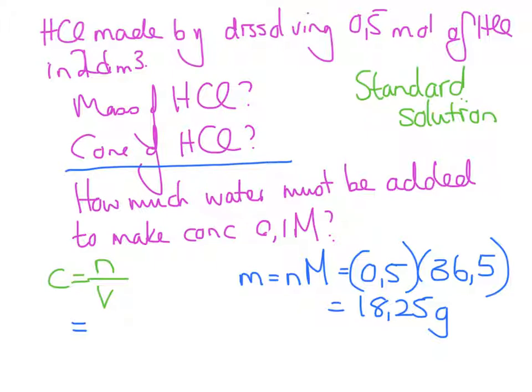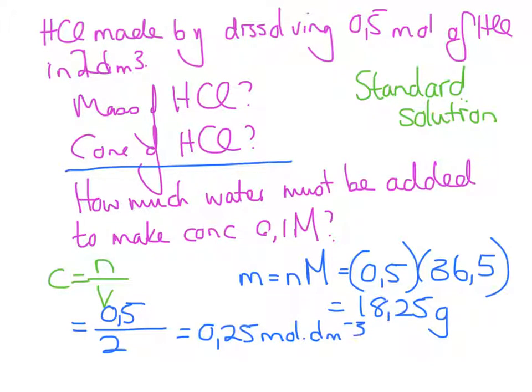Then they ask what is the concentration. Concentration is the number of moles, 0.5, given, divided by volume. In decimeters cubed already given, lovely. So I land up with 0.25 moles per cubic decimeter. That's pretty simple stuff. That's all level 2 things.